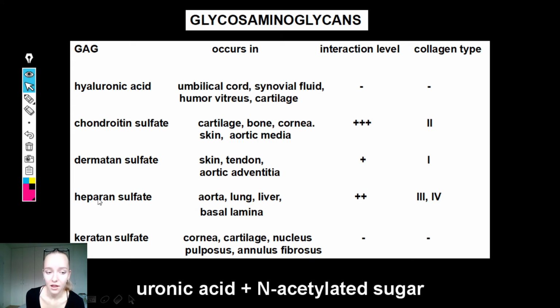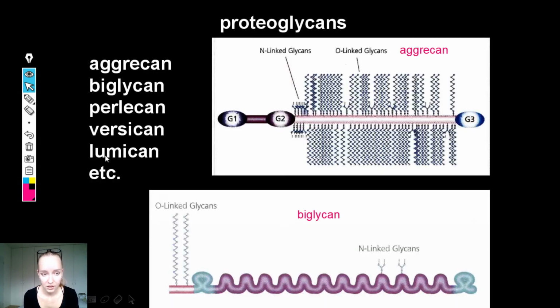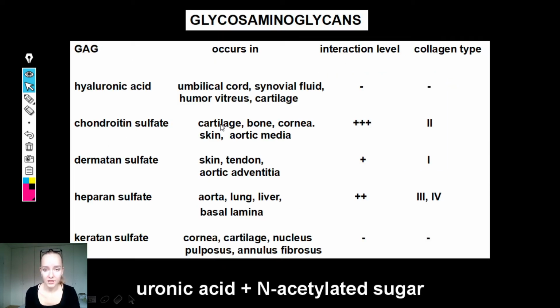So we have dermatan sulfate, heparan sulfate, and keratan sulfate, and these glycosaminoglycans are located in, for example, dermatan sulfate is, of course, in the skin, but we can find it in tendon and aortic adventitia, which is one layer of the aorta. Chondroitin sulfate can be found in cartilage because it interacts with collagen. Chondroitin sulfate has a very high ability to interact with the collagen located in the cartilage. So collagen type 2 is in the cartilage, and chondroitin sulfate really likes collagen type 2. So that's why we can find it in here.